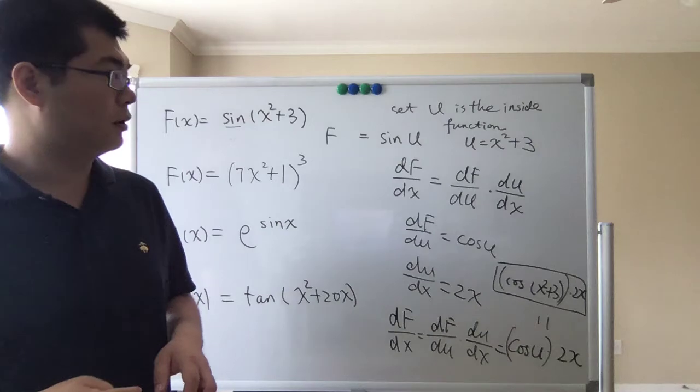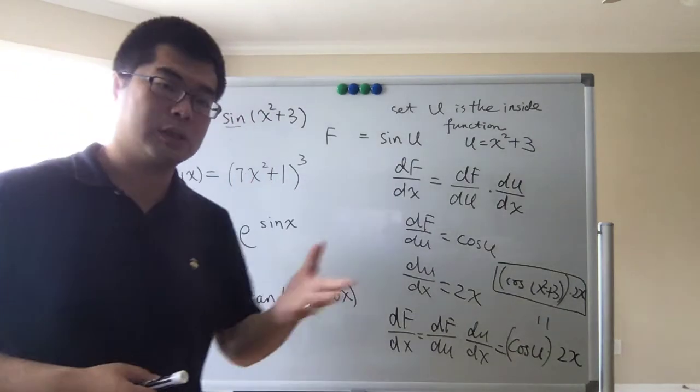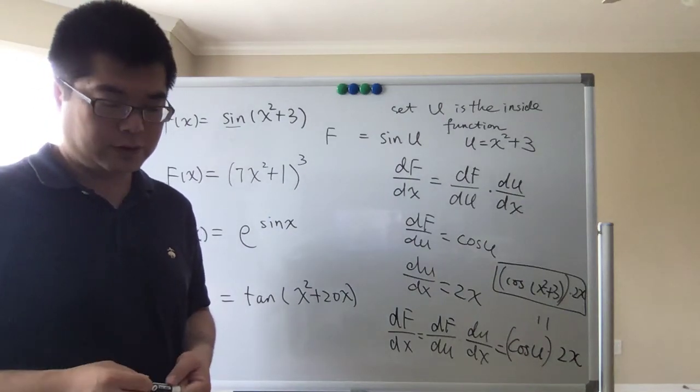So there are actually two ways to interpret this problem for the chain rule.